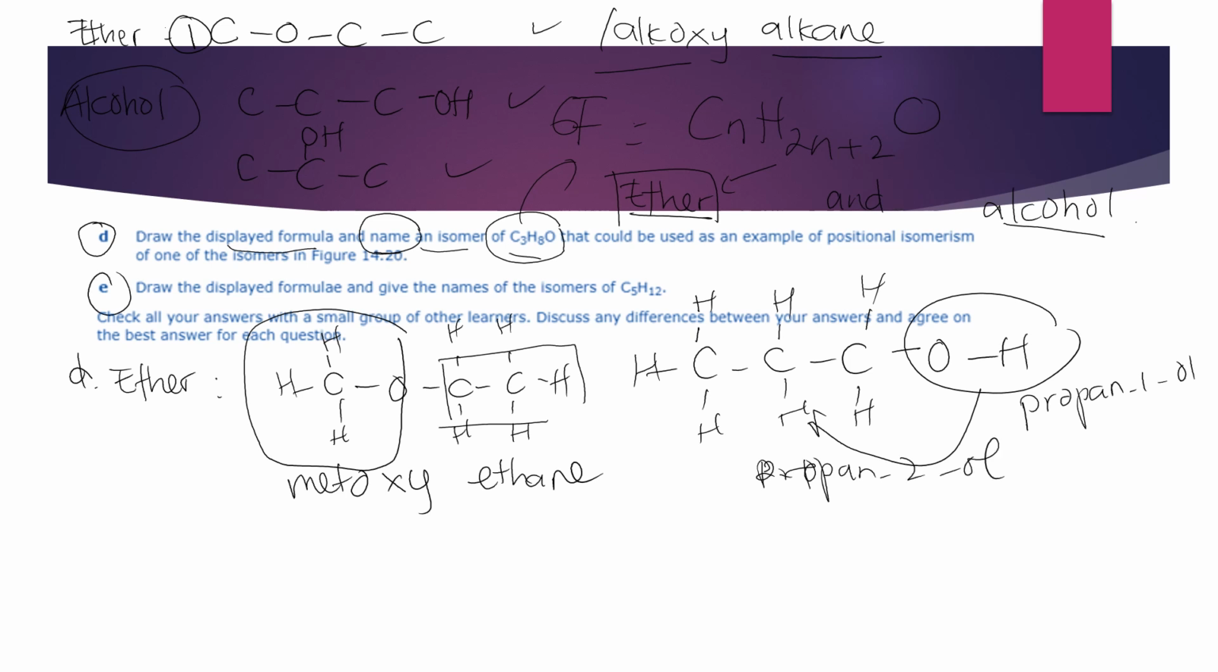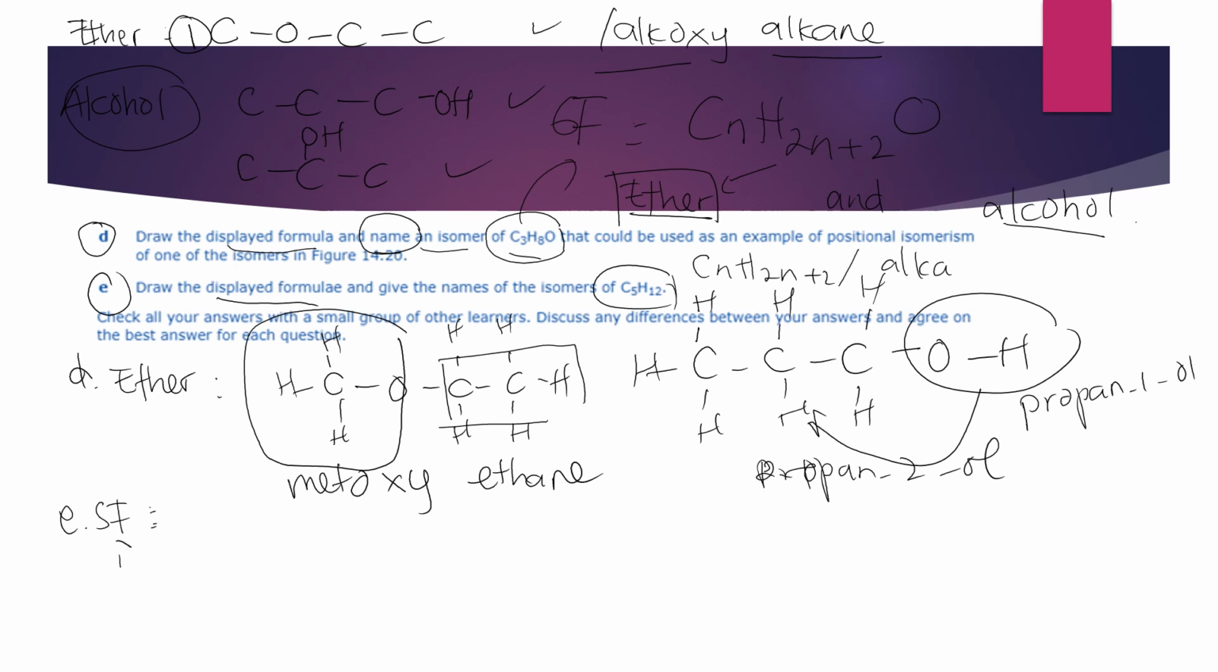Number E, draw the displayed formula and give the names of the isomers of C5H12. So this matches the general formula CnH2n+2. This is the group of alkane. Okay, number E, I write the structural formula first. The first isomer, this is not the answer.